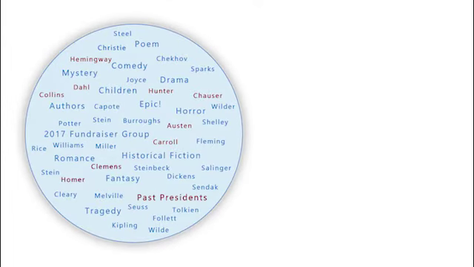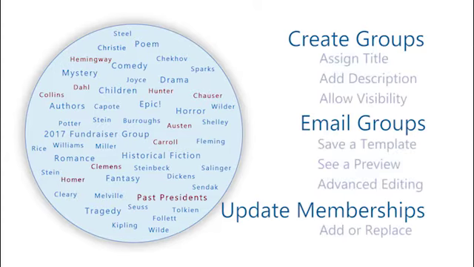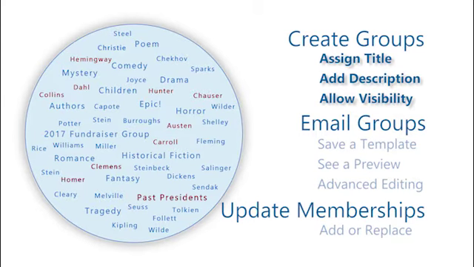We've just gone over how to create selection sets in order to create new groups, email groups, and update memberships. You might remember in the Create New Group tab, we were able to assign a new group a name, add a description, and decide who the group is visible to and where the group is visible. But what if you need to edit those details? Let's go to the View and Select tab to get started.